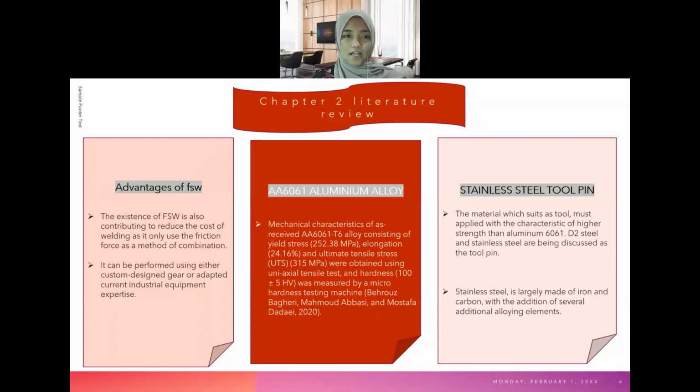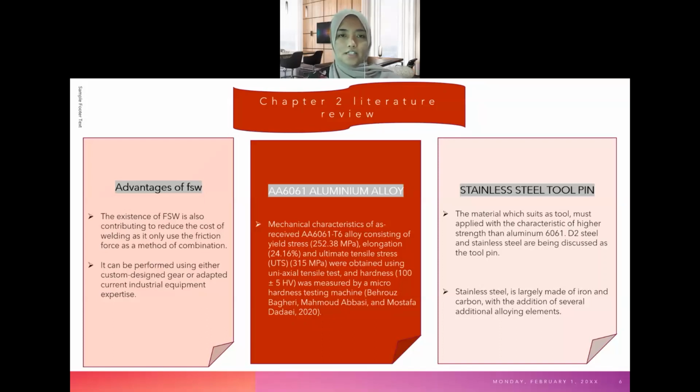Not only that, it can be performed using either custom-designed gear or adapted current industrial equipment. This I have encountered as the second advantage, because supposedly we would be using the friction stir welding laboratory, but due to limitation, I applied the friction force method using a milling machine, and the result is achieved.